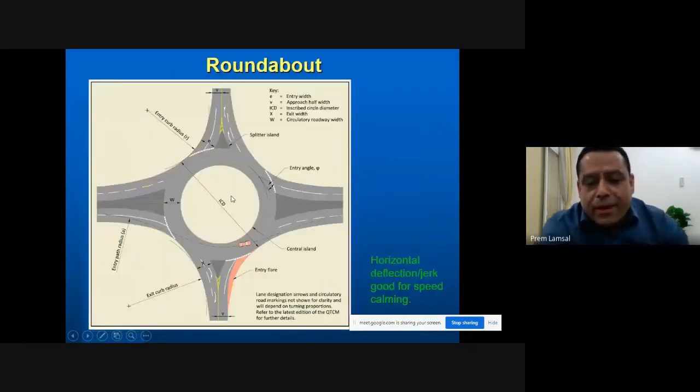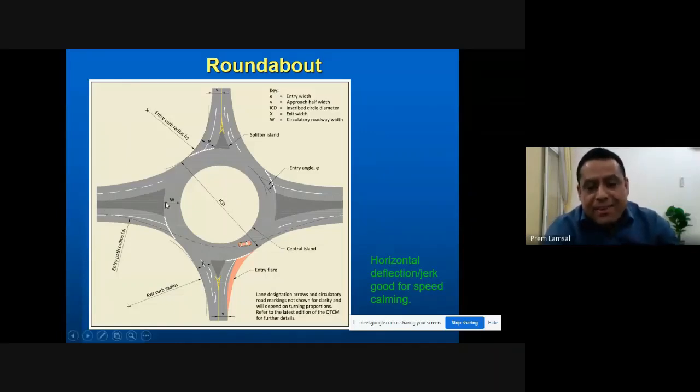This is a roundabout. We all know what a roundabout is, but in our country, normally what I have seen is we are not designing roundabouts as per the required geometry. The principle behind a roundabout is that it is built intentionally to create horizontal deflection, or jerk, so that they can force motorists to reduce the speed.